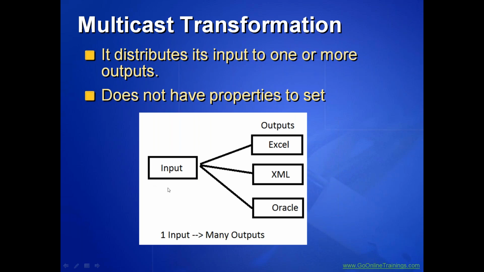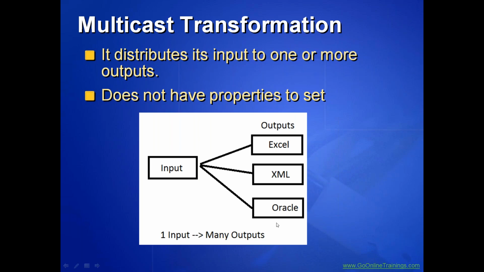If I have 1,000 million data, Excel will have 1,000 million data, XML will have 1,000 million data, Oracle also will have 1,000 million data. All the data is going to go to all places. One input, multiple outputs. So all data will go to all outputs. Same number of rows go everywhere. If you have 10 rows here, the same 10 rows will go here.